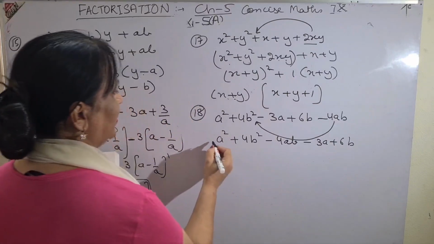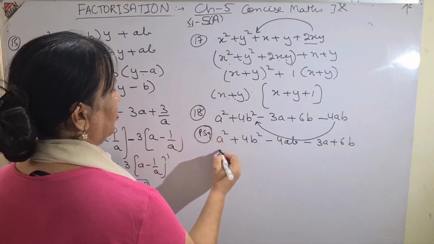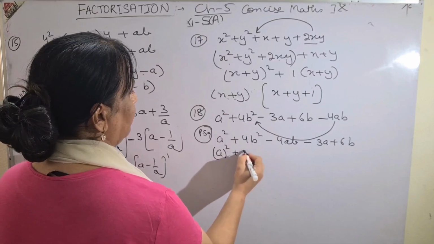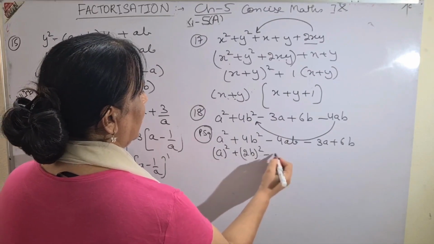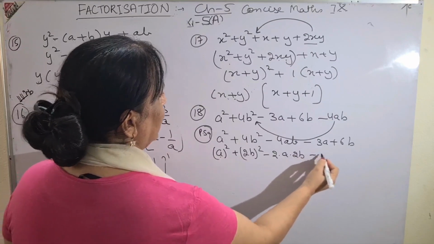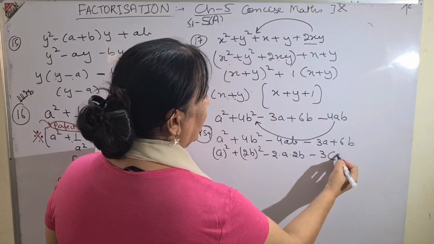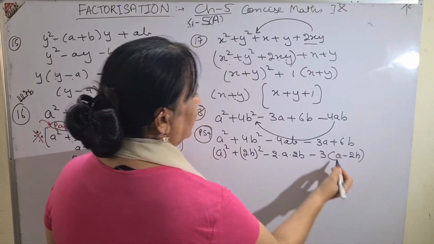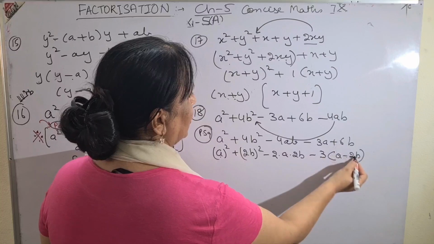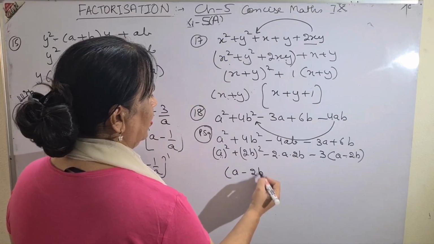Now see, I will turn this into a perfect square. I am writing here perfect square: a whole square plus 2b whole square minus 2 into first term into second term. Minus, you can take 3 common because minus is outside, so a minus 2b. Plus will become minus and 3 2s are 6. Again, you can write like this, a minus 2b whole square.